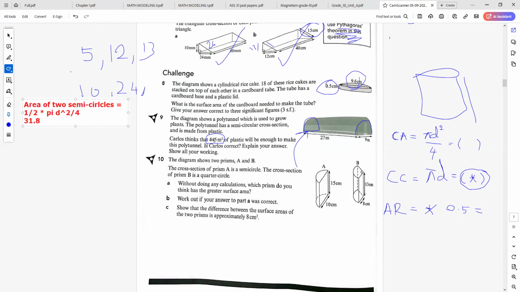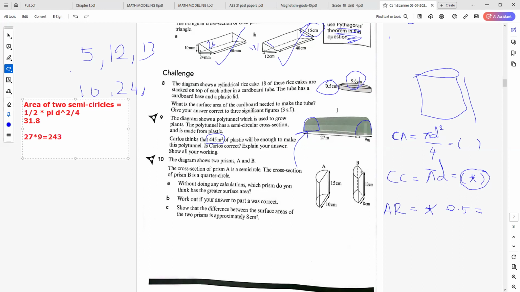Okay. Now we will have a base, right? So that is 27 into 9. That is the base. So 27 into 9 will give me 243.